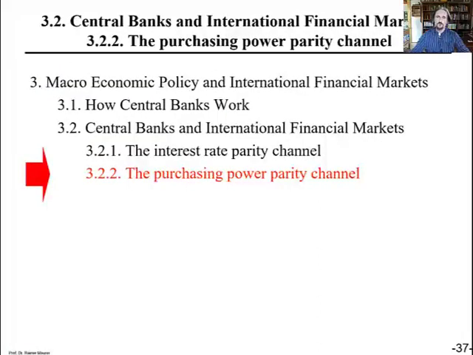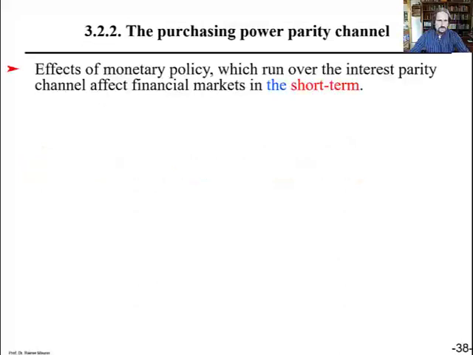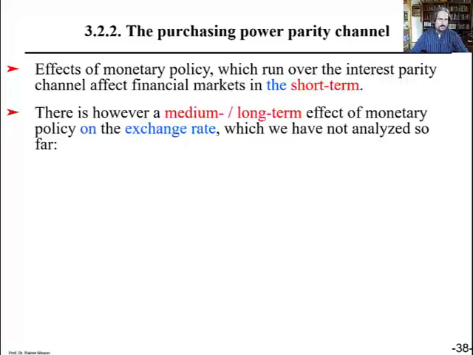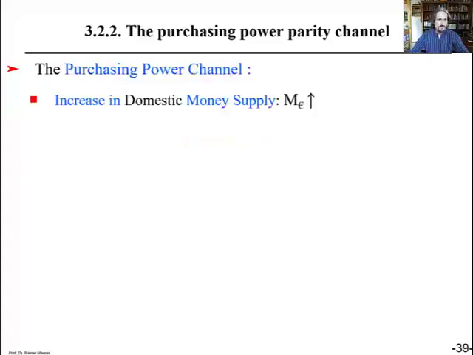Next, we turn now to the so-called purchasing power parity channel. Effects of monetary policy which run over the interest parity channel affect financial markets primarily in the short term. There is, however, also a medium or long-term effect of monetary policy on the exchange rate, which we have not analyzed so far. And this is called the purchasing power parity channel. Let's have a closer look at it.